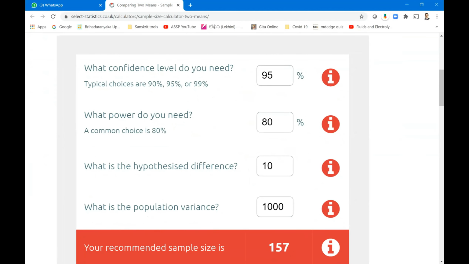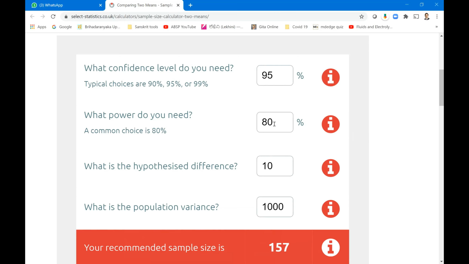What is the confidence level you need? Typically 95%. Isn't it? Confidence level is the alpha error. I don't want to make a wrong conclusion and I accept an error in my conclusion of rejecting the null hypothesis, 5% error. When I reject the null hypothesis and accept the alternate hypothesis, my type 1 error should be 5 or less than 5%. Or I must be 95% confident that my conclusion is correct. That one can vary also to 95 and 99, but let us say we keep it for 95.